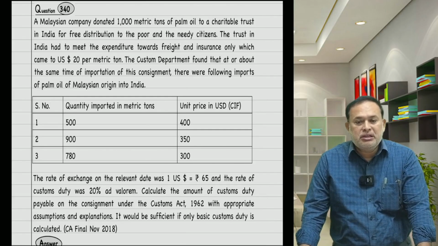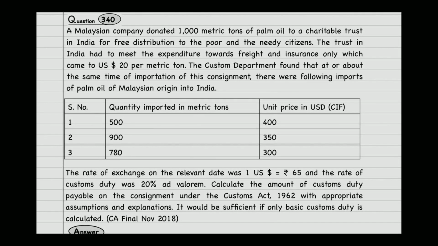Examination problem, reading as follows. A Malaysian company donated 1,000 metric tons of palm oil to a charitable trust in India for free distribution to the poor and needy citizens. The trust in India had to meet the expenditure towards freight and insurance only, which comes to $20 per metric ton.